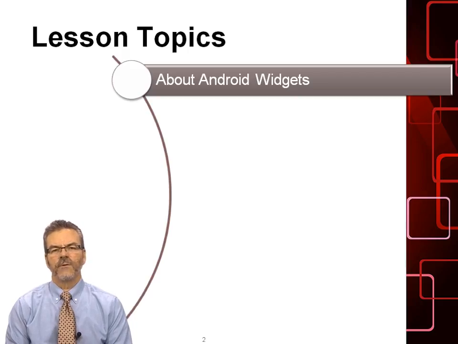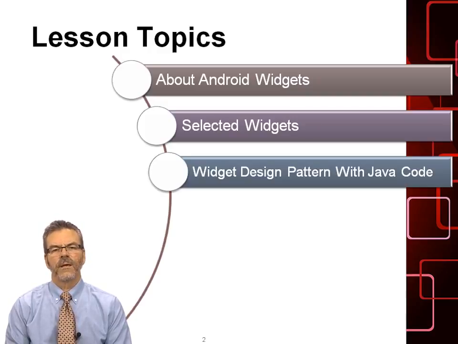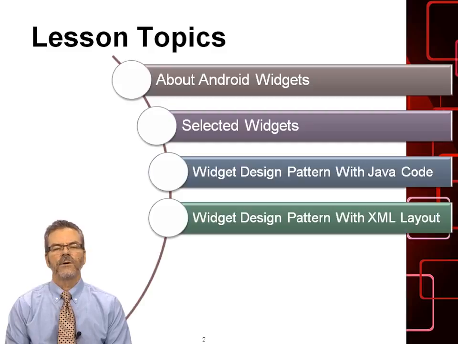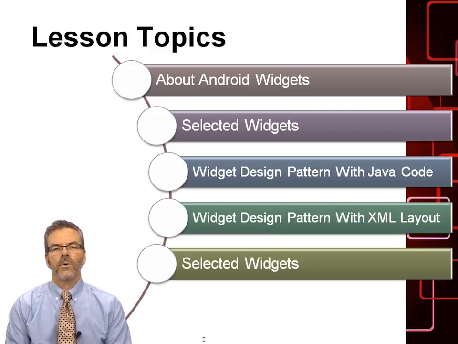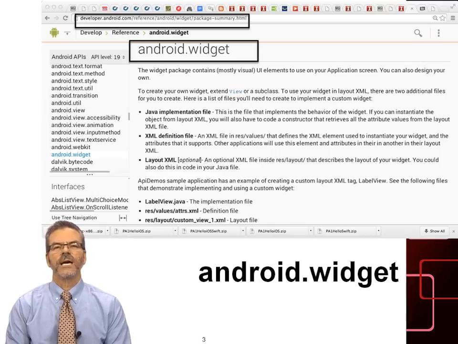The topics we're going to cover: we're going to look at, at a high level, what an Android widget is. We'll pick a few selected widgets and discuss what they do and how you interact with them. We'll look at a widget design pattern when you're using Java code, and we'll also look at a widget design pattern for when you're using XML Layout. We'll pick a few selected widgets and discuss them in a little more detail, and we'll end by using the toast, talking about how the toast is one of the easiest to use and also one of the most frequently used widgets. So let's start where the documentation is at.